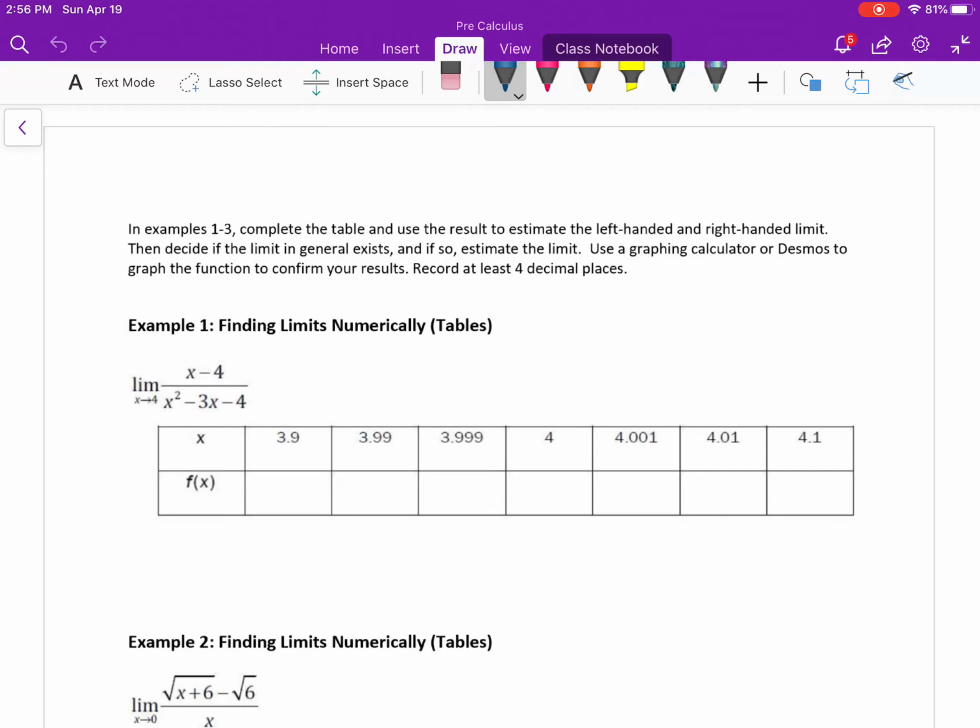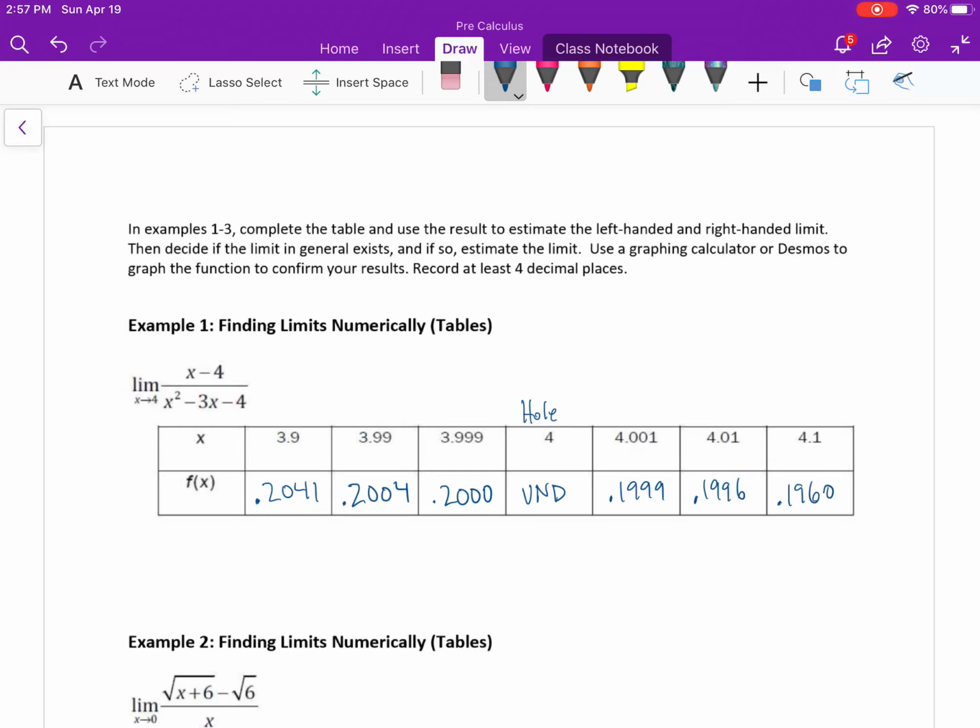So I've gone ahead and found these values, and from left to right, if I plug in a 3.9, I get 0.2041, and then if I plug in a 3.99, 0.2004, then 3.999 gives 0.2000, and if I plug in a 4, I end up getting 0 divided by 0, which is not a defined number. So there's actually a hole there on the graph. So there's no function value there. When I plug in 4.001, I end up with 0.1999, then 0.1996, and then 0.1960.